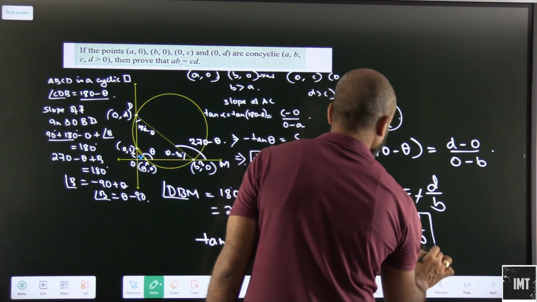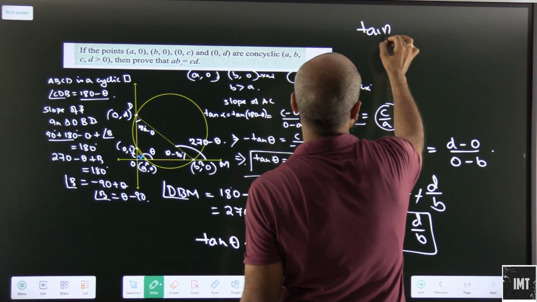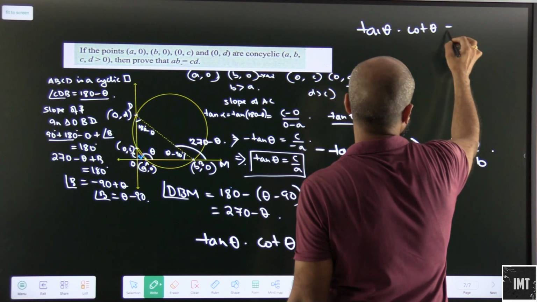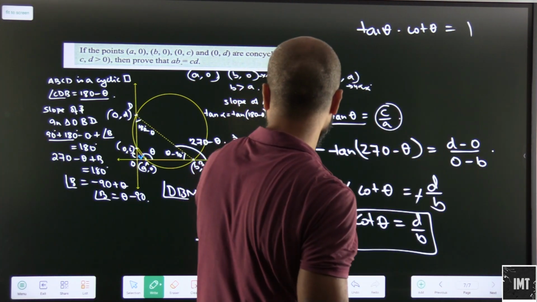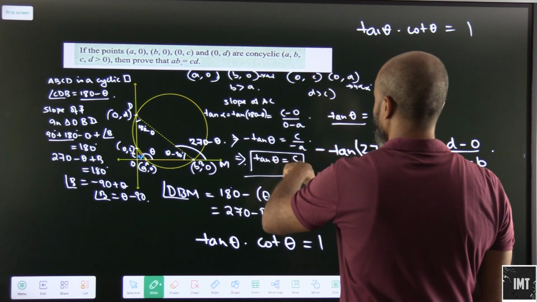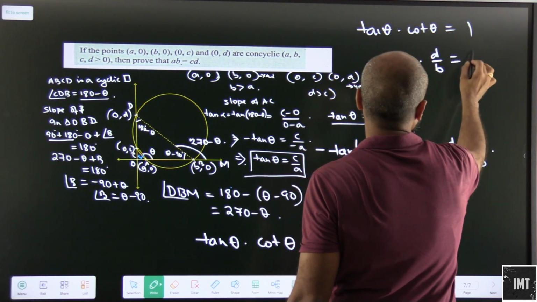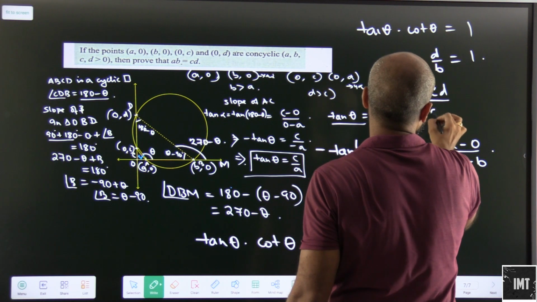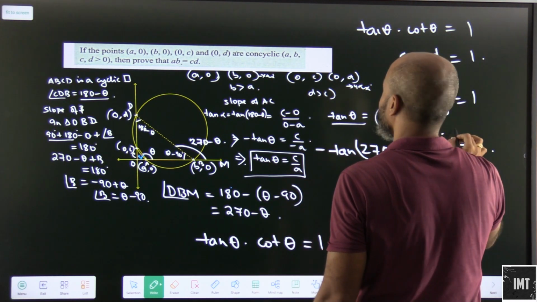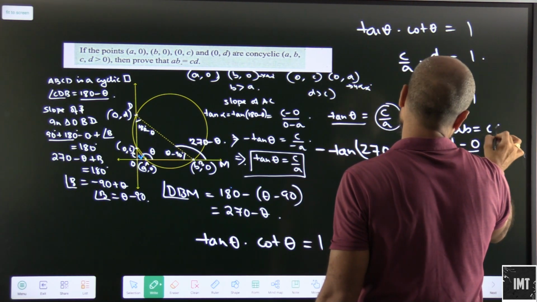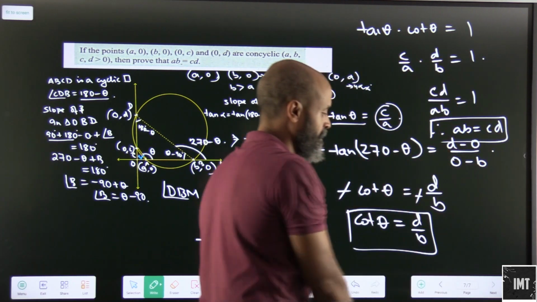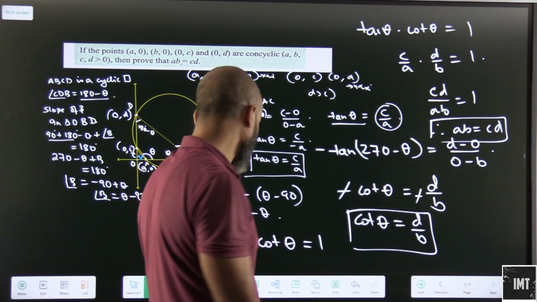Now we know that tan theta into cot theta is equal to 1, which would mean that tan theta has a value of C by A and cot theta has a value D by B, is equal to 1, which means CD by AB is equal to 1. So therefore AB is equal to CD, hence proved. That's how we will prove this.